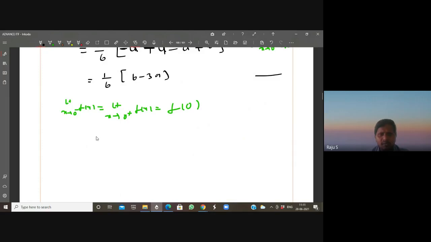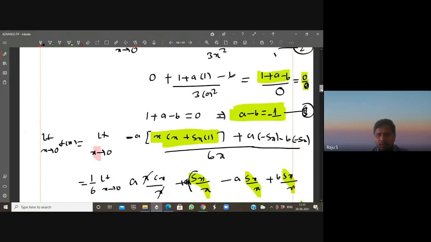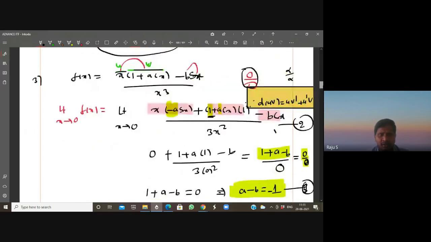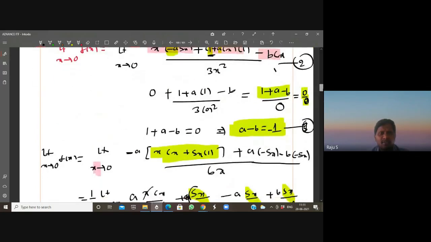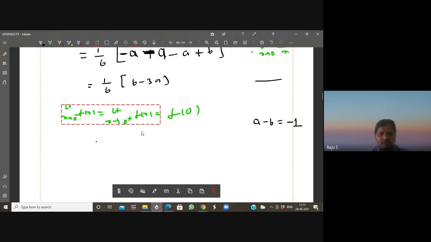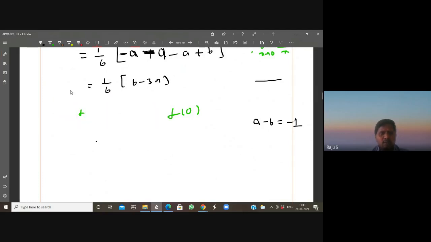So one of the equation we got, what is the equation? A minus b is equal to minus 1. Minus 1 we got. Here actually, we are not finding any left hand continuity and right hand continuity. Am I right? Simply we are finding limit x tends to 0 f of x, whether you observe or not. So here no need to take left hand derivative and right hand derivative. Simply you can take limit x tends to 0 f of x.